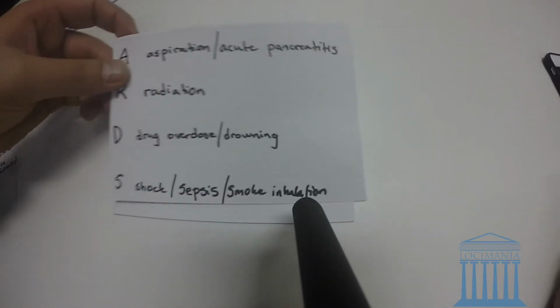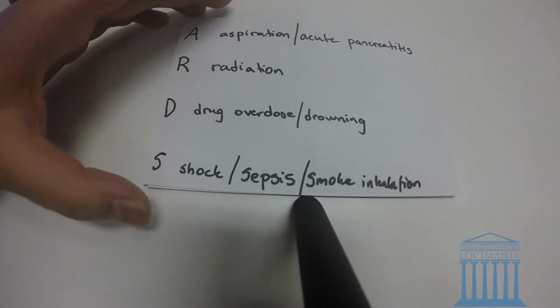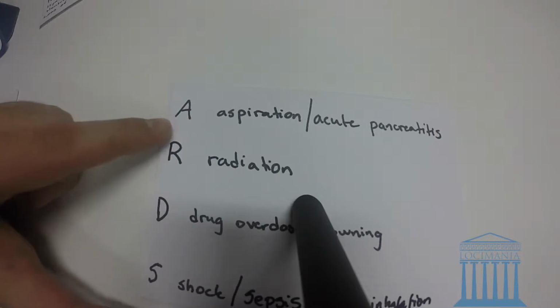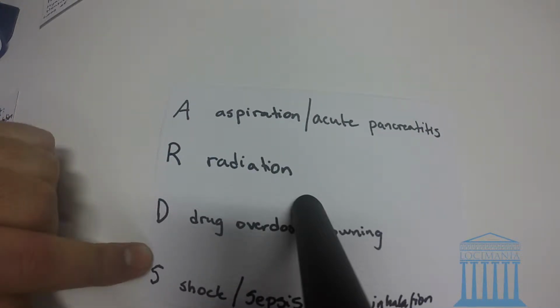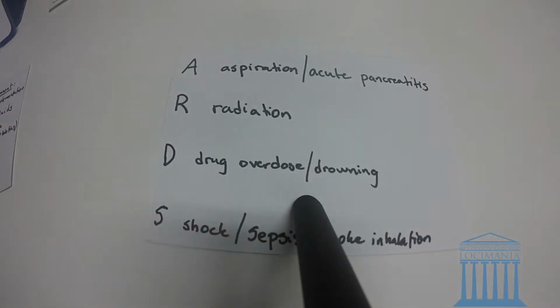I have a better picture right here. ARDS, it's a mnemonic for you to remember. So first of all, you have aspiration, radiation, drug overdose, and shock. So let's start from the beginning with the ARDS.